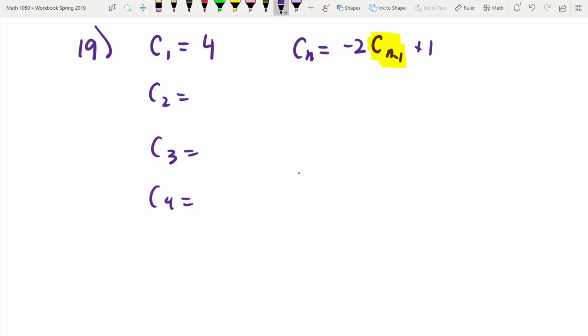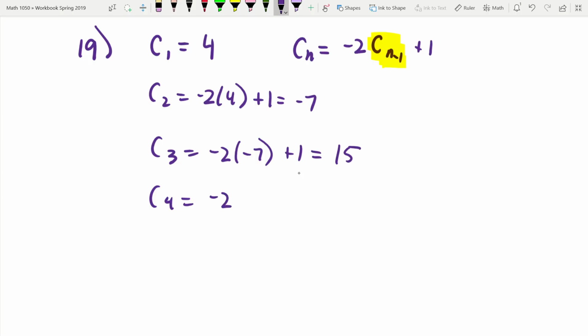So to find the second term, you go -2 times the previous term, which is a 4, plus 1, that gives you -7. Do the next one. -2 times the previous term, which is -7, plus 1, that gives you 15. Next one. -2 times the previous term, which is 15, plus 1, that gives you -29. That's your answer. Okay? Number 20.